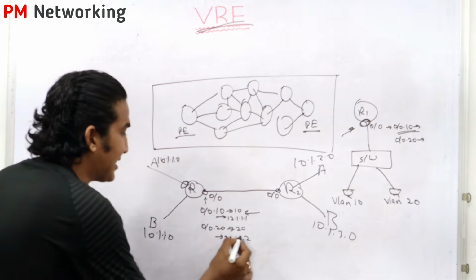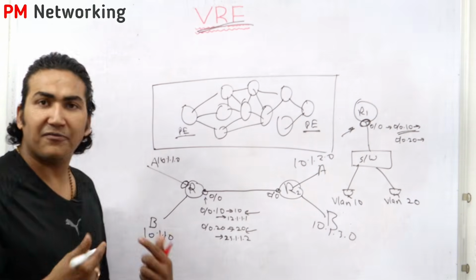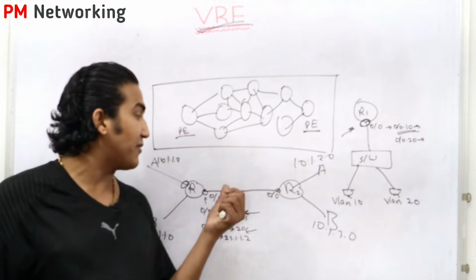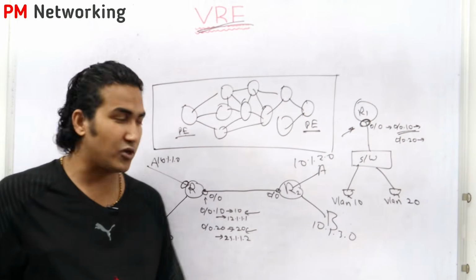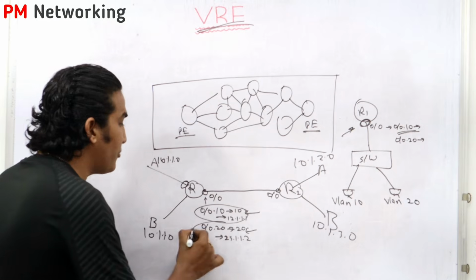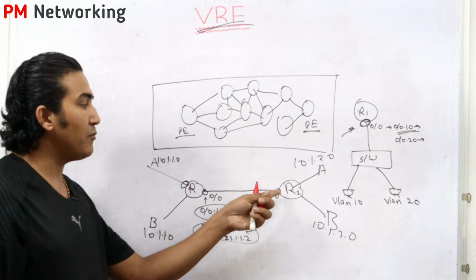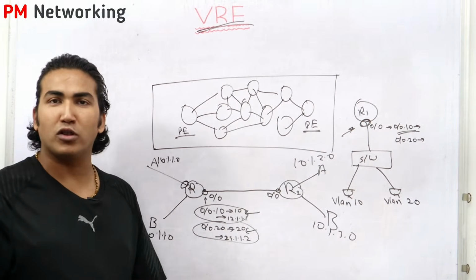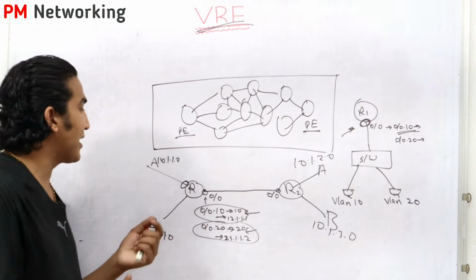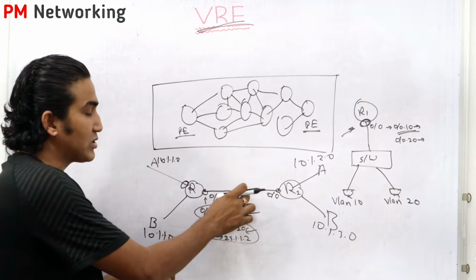VRF A, and this interface will be the member of VRF B. Like this also we can forward traffic of VRF A and VRF B through the same link. Yes or no? I will configure this port as VRF A and this port as VRF B. In the same way I will do configuration on router number 2 also. But okay, this is also a way to forward traffic of VRF A and VRF B through a single link.